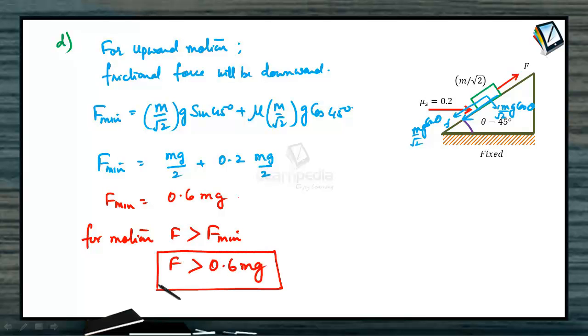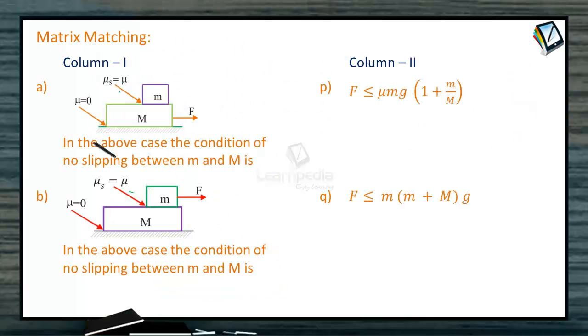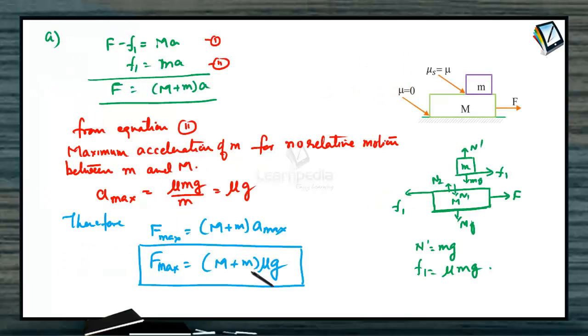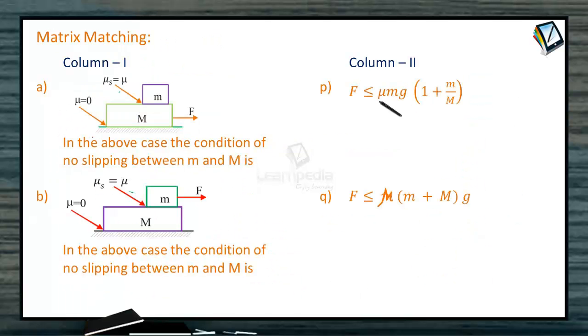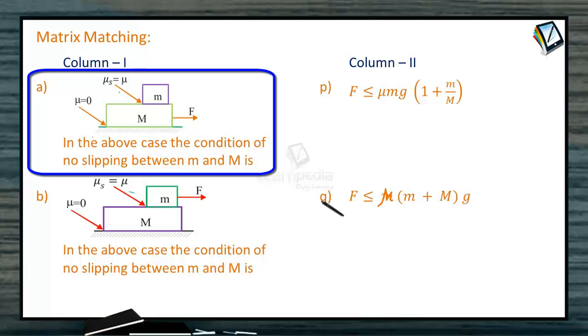Now let us look one by one at what the correct answers are. First one, part A. In the above case, the condition of no slipping between small m and capital M is F maximum, capital M plus small m, mu g. So the correct option for A is F less than or equal to mu mg into 1 plus small m by capital M. F will be less than or equal to mu into m plus capital M into g. So for A, it should be Q.